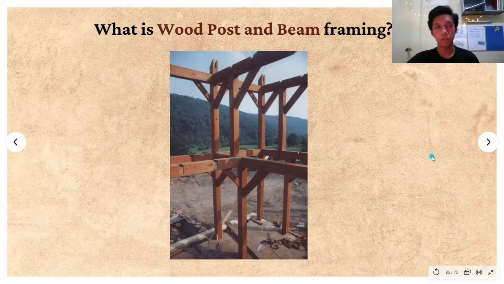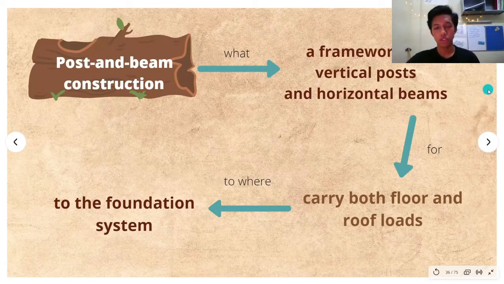Before that, I'm going to tell about the basic system of post and beam. As you can see in this image here, post and beam construction. So what is it? It is actually a framework of vertical posts and horizontal beams. It is as simple as that. You just need vertical posts and horizontal beams. What is it used for?